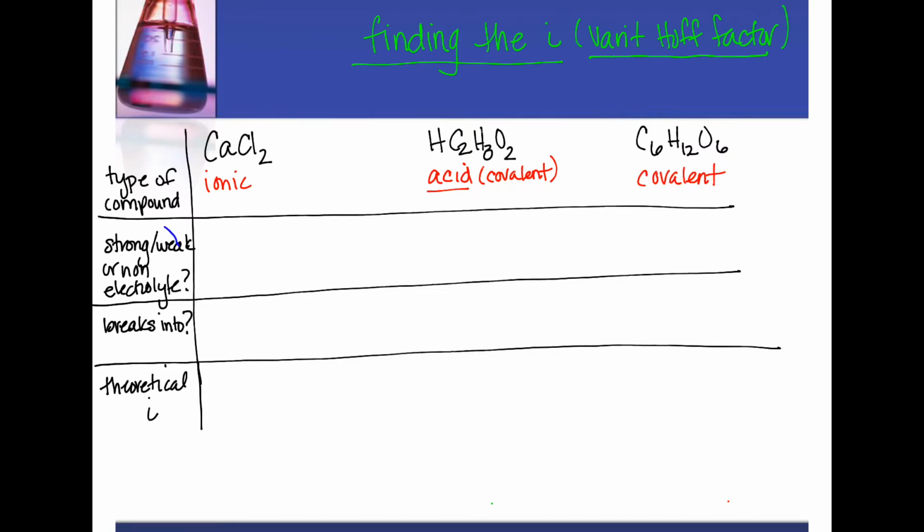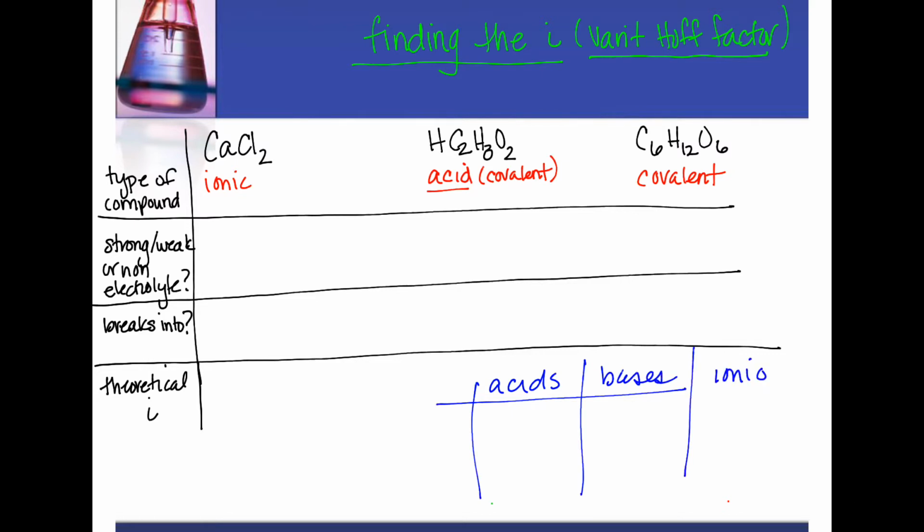The next step is to decide if our compound is a strong, weak, or non-electrolyte. So to do this, you're going to use the electrolytes table that we have in our course pack. And the electrolytes table is divided into 3 categories. It has acids, bases, and then it has ionic compounds. We have a compound that's an acid, so we'll use that category to figure out if our acid is a strong or weak or non-electrolyte.